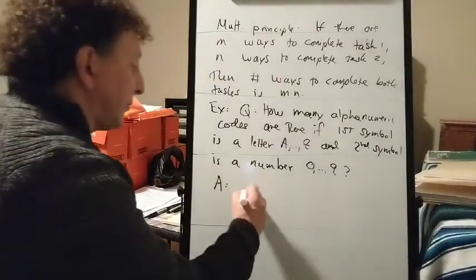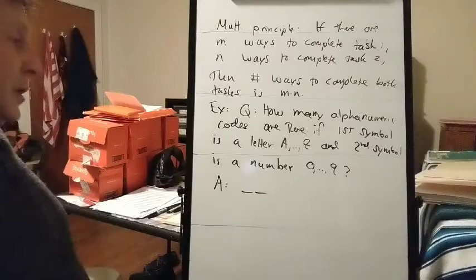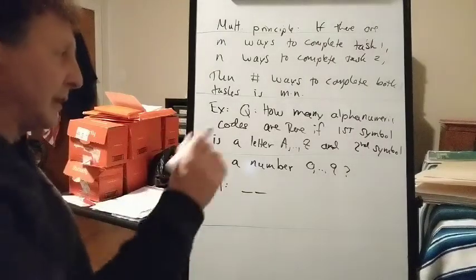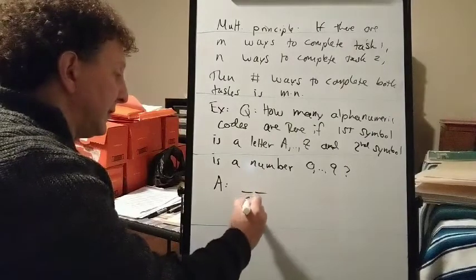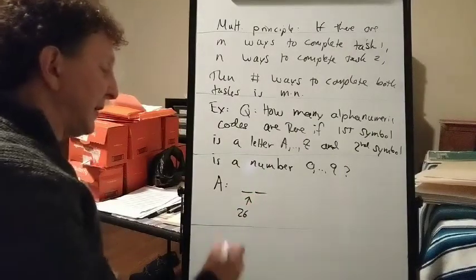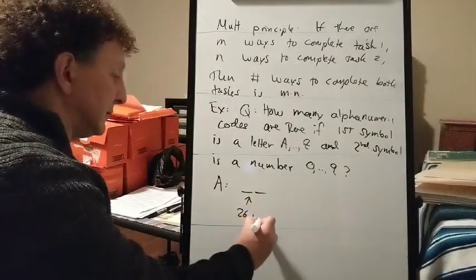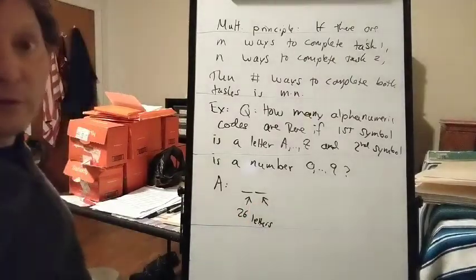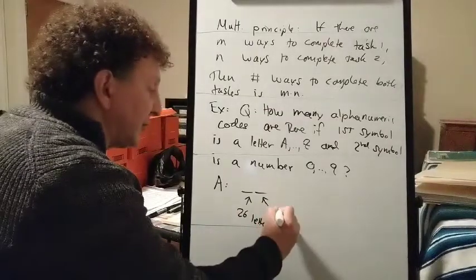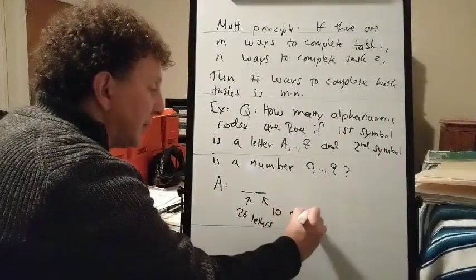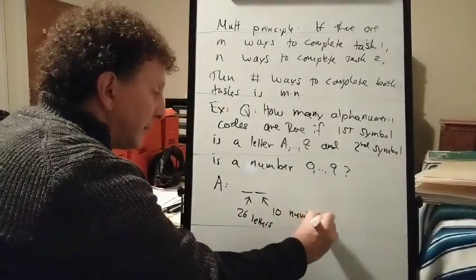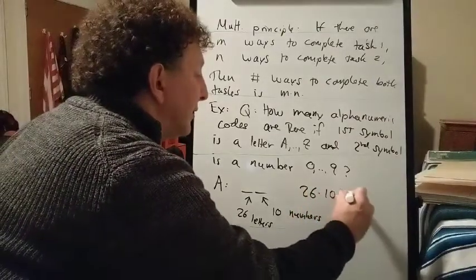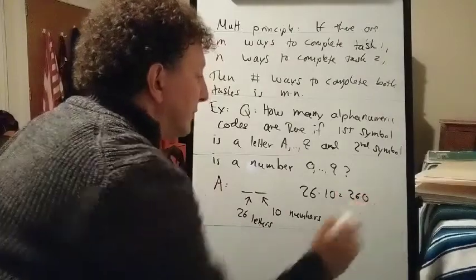The answer is, so we've got two things to choose. Our first task is to choose a letter. So there's 26 ways to choose the letter. And for the second symbol, that's going to be a number, and there's 10 ways to choose the number. So 26 times 10 is 260.